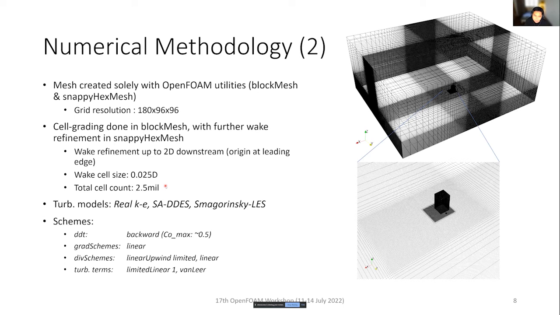The turbulence models that we have explored are the realizable k-epsilon model, the SA DDES model, and a Smagorinsky LES model, with the respective schemes that you are seeing below. The schemes are nominally second order, so nothing too fancy, I would say. Oh, and with a maximum Courant number that's limited to 0.5. So this is a fixed time step, but with a maximum Courant number of about 0.5.